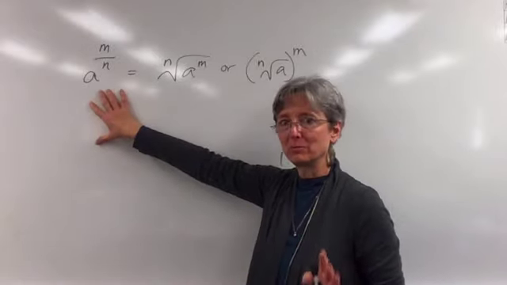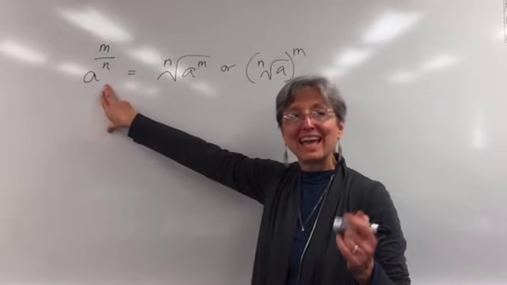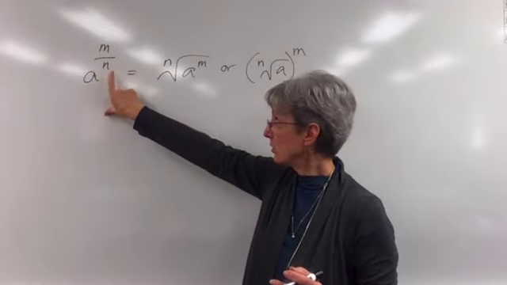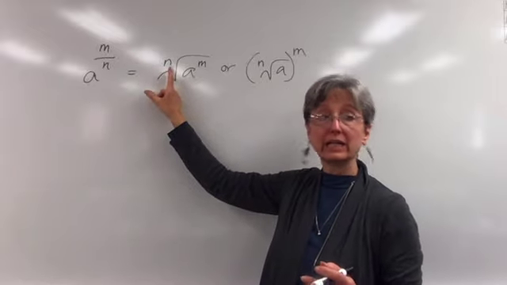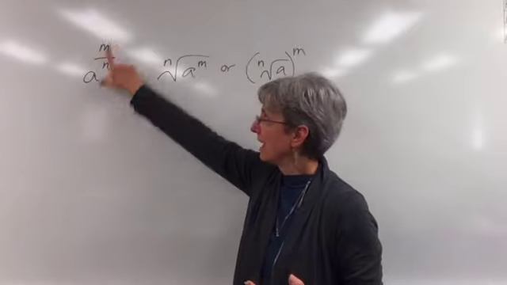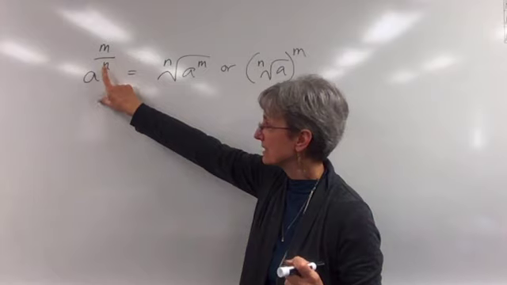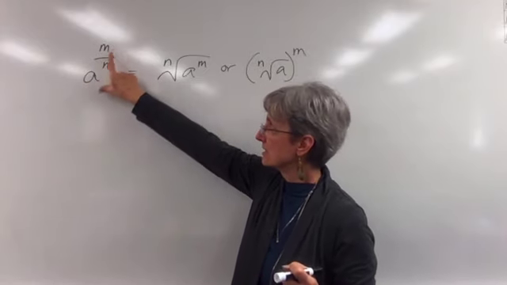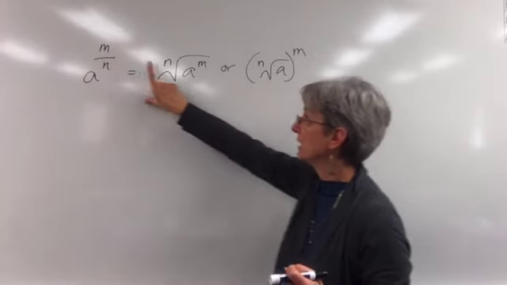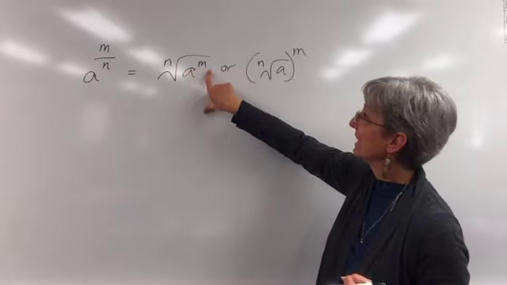I don't know if this will help or make it worse, but let's say I have some kind of base. I'll call it A, and it's being raised to the power of m over n. Okay, we already know this denominator is our index, right? It's what root it is. This is the root. The numerator is the power. So basically this means the nth root of A to the power of m. So here, n is the root, the index, m is my power.